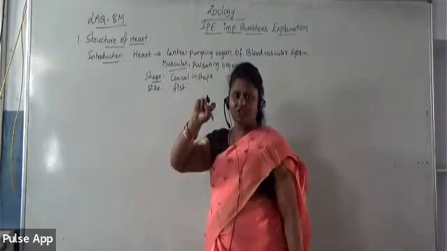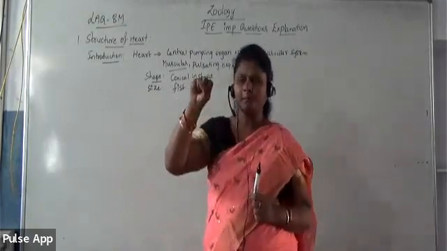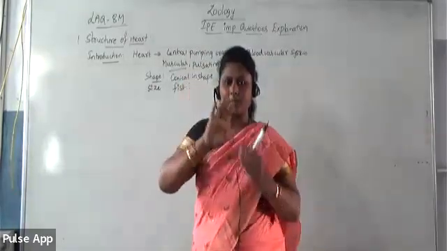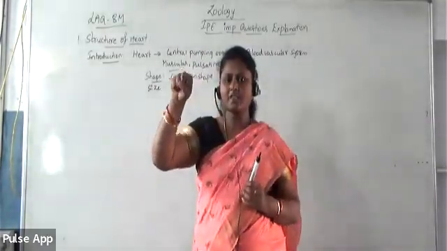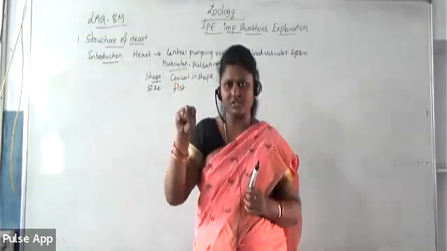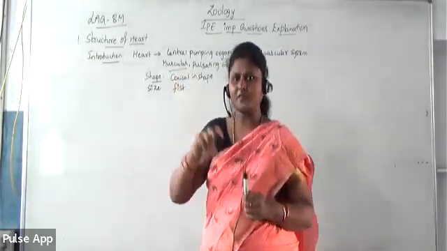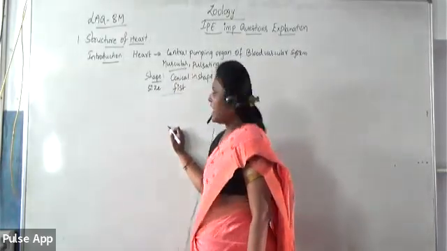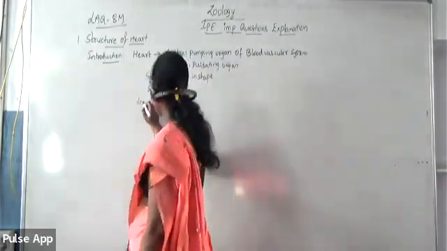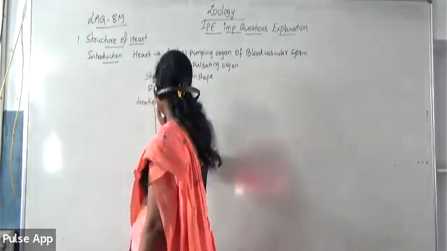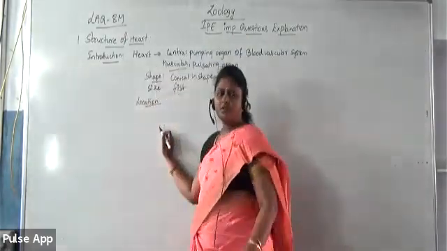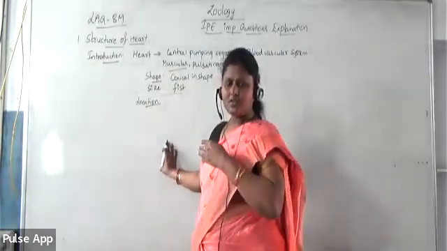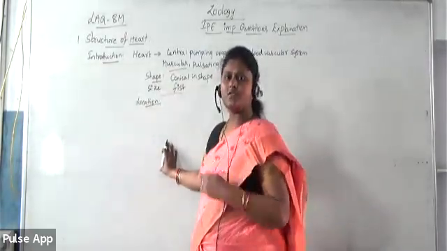A clenched fist. That means if we close our hand like this, the palm region, how much size it will be, that is what is called a fist. So the heart is the size of a clenched fist. And location, where is the heart situated? The heart is situated in the thoracic region. This chest region is called the thoracic region.